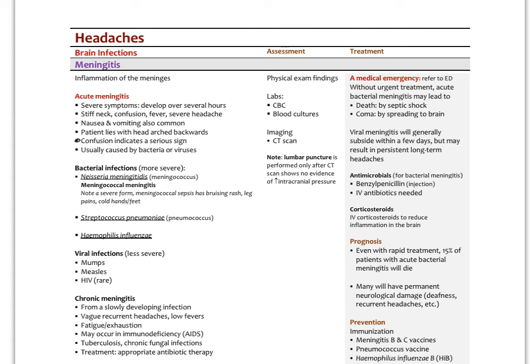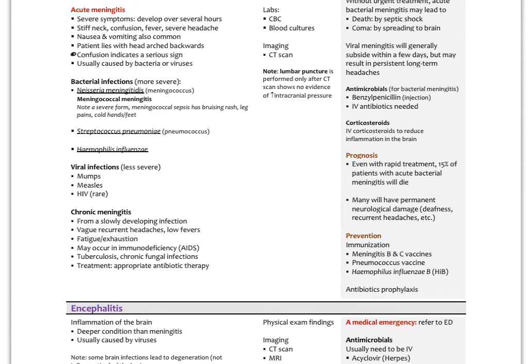can cause meningitis. Viral meningitis is less severe. Usually mumps, measles, rarely HIV will cause meningitis. One of the big concerns people have about measles is the small chance that a patient can get meningitis from that. And then chronic meningitis can happen as well, and that's from a slowly developing infection.